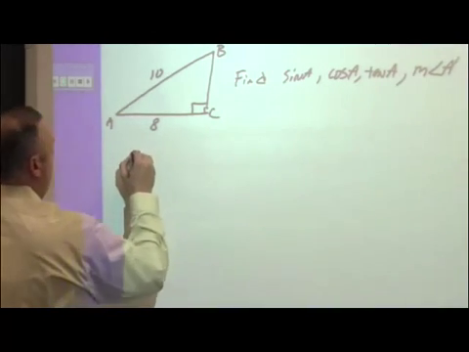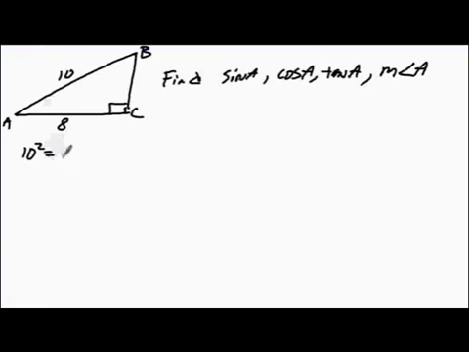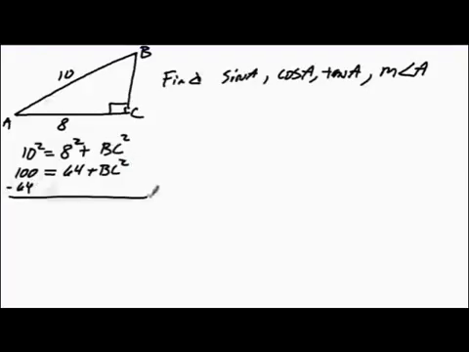So we're going to have 10 squared is equal to 8 squared plus, we're missing BC, so I'll call it BC squared. 10 squared, that's 100, equals 8 squared, 64, plus BC squared. Subtract 64 from both sides. You're going to get 36. That's BC squared. And then to find what BC is actually equal to, you're going to have to take the square root of both sides. So BC is going to have to be 6.